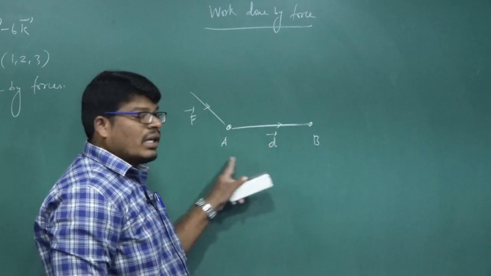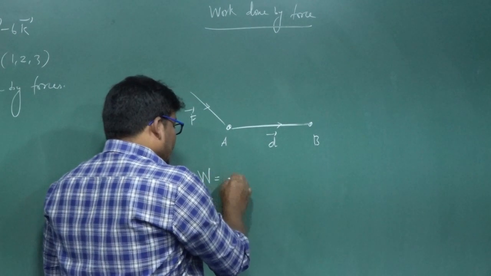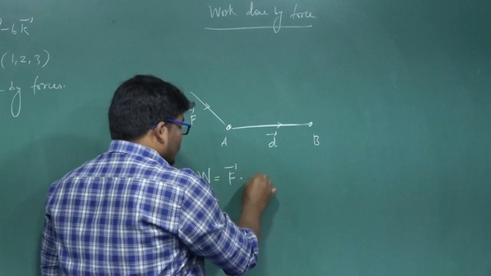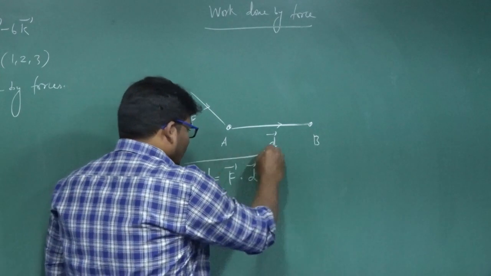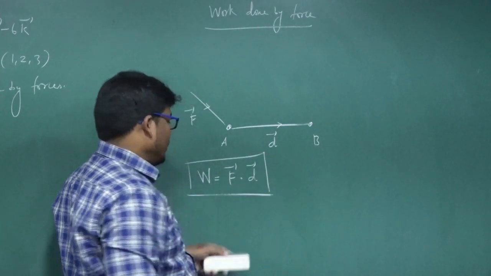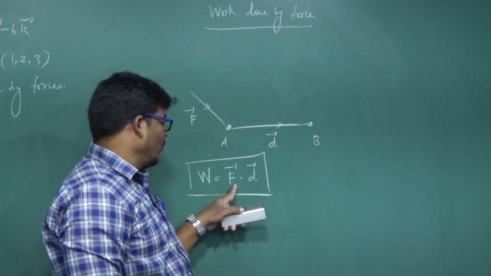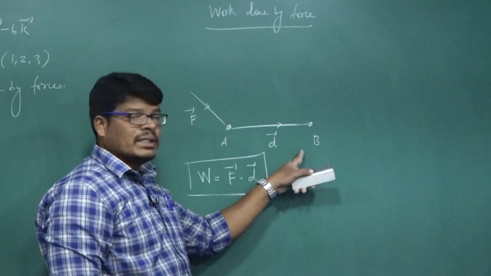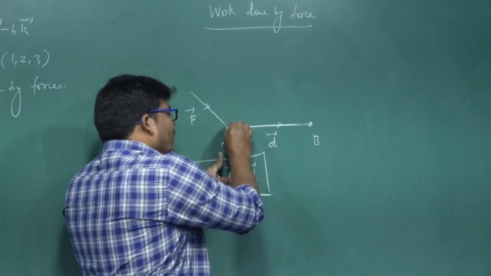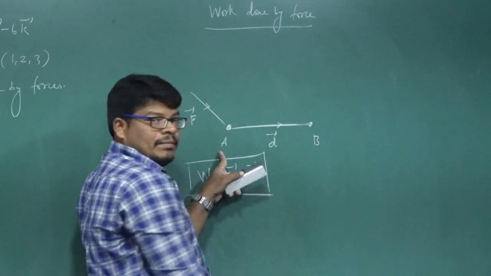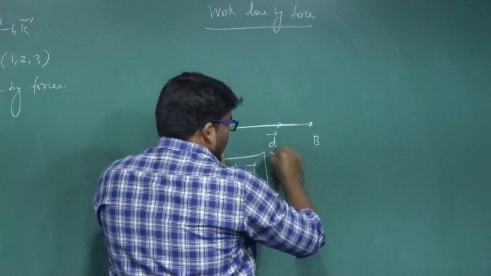The total work done by force W equal to F vector dot D vector, where F is the force and D vector is the displacement. That is the displacement of the particle from the point A to the point B. That displacement is AB.